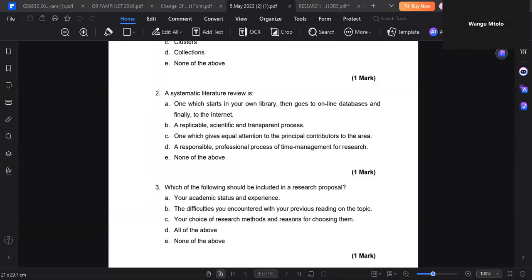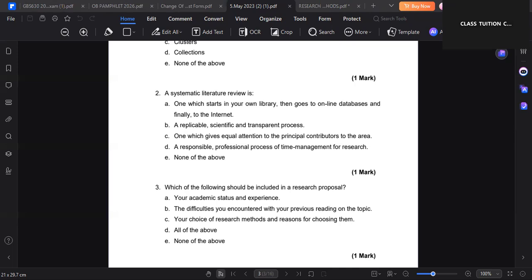Is it B? So it is B, yes. It's replicable, it's scientific, and it's a transparent process. So it follows a structured, transparent method so that other researchers can repeat the process and get similar results.